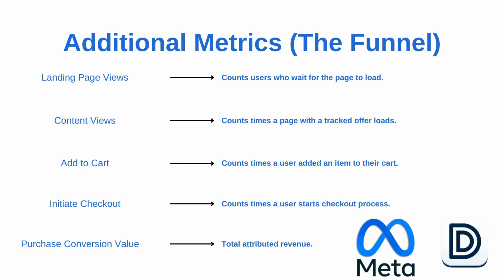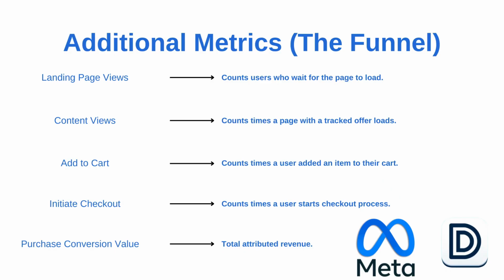Now we're getting into actions. So an add to cart counts the times a user has added an item to their cart. And just like in content view, I might add multiple items to my cart. So this number isn't necessarily directly dependent on one per person. And below that is initiate checkout, which counts times that a user starts the checkout process. And lastly, we have purchase conversion value, which is the total attributed revenue.